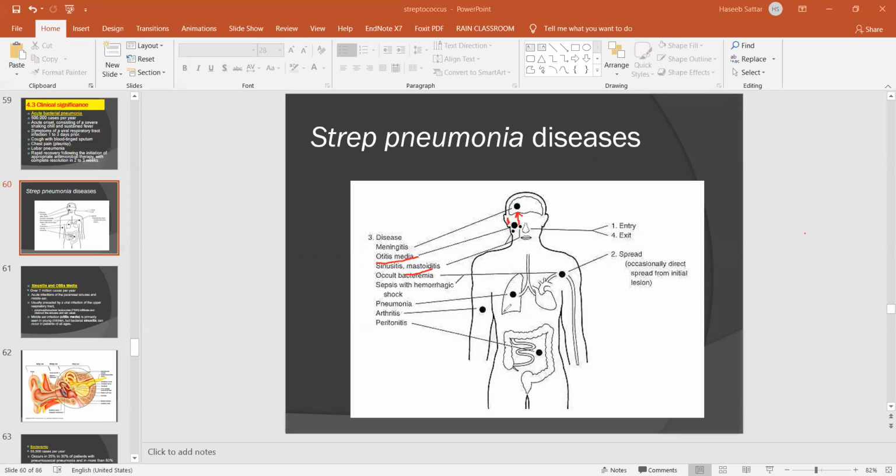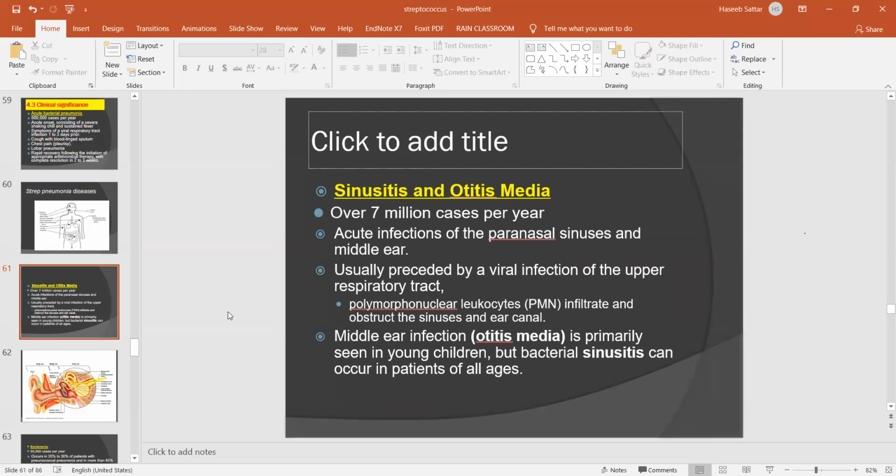So this bacteria can also cause arthritis when it involves the joints. It may also cause infection of the peritoneum, that is peritonitis. So multiple diseases this bacteria can cause, and the spread of disease depends on the bacteremia. Once the bacteremia occurs, then this bacteria can cause multiple diseases that may be life threatening.